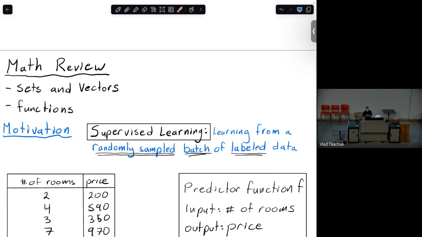Okay, so before diving into the math, I'm going to try to motivate what this is actually going to look like. I'm going to give you an example of how we're going to use the math to write our problem, the supervised learning problem setting. And after that, we'll dive into the math.